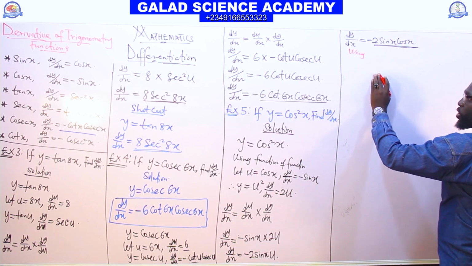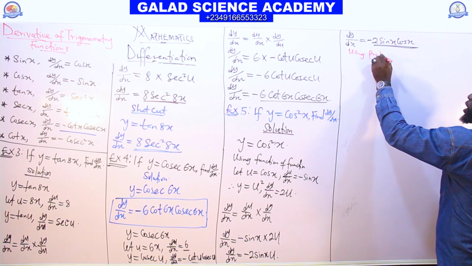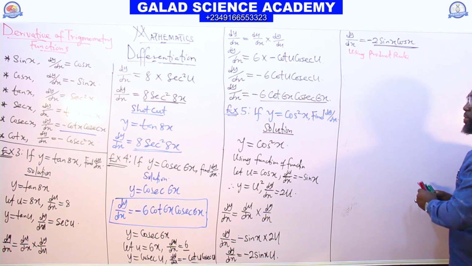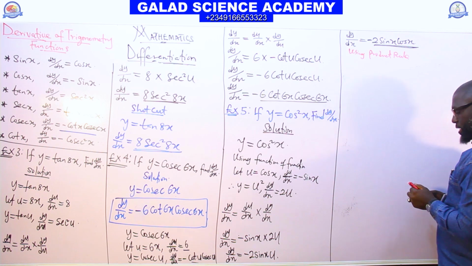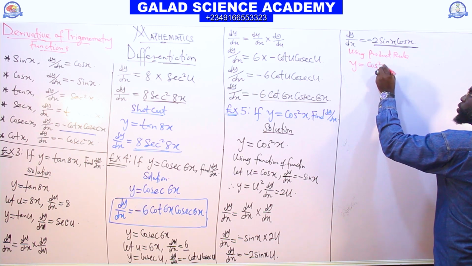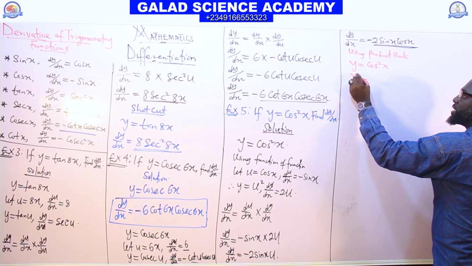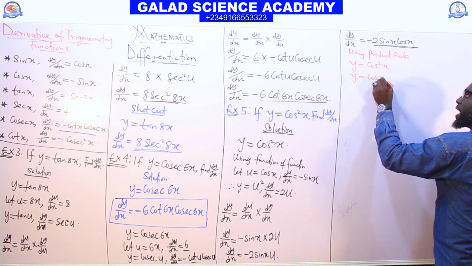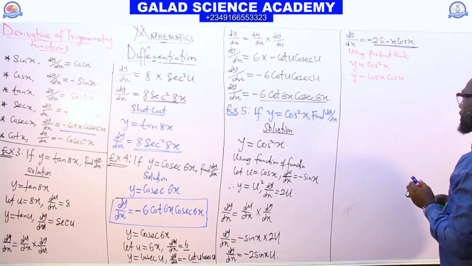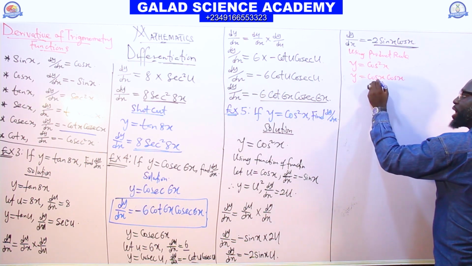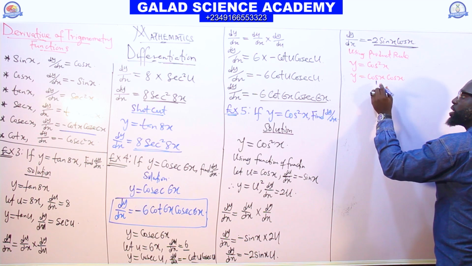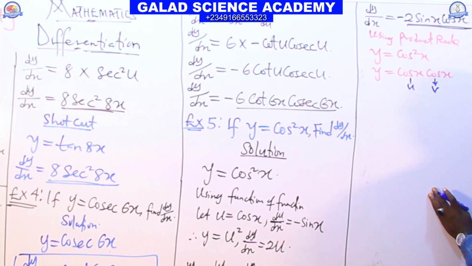Using the second method, called product rule. By using product rule, here we can say that y, when they give us y equals cos squared x, is the same thing as cos x times cos x. From this we can assume that this one is u, and this one is v.